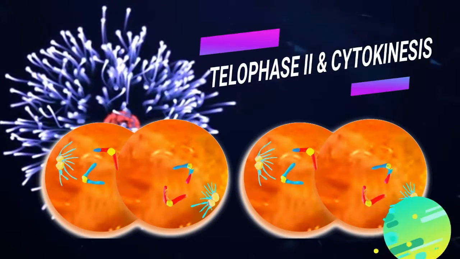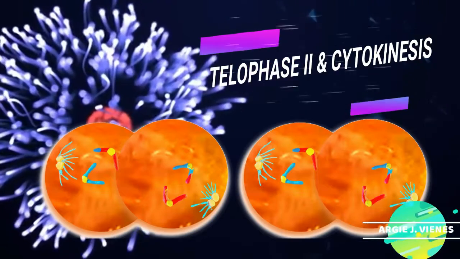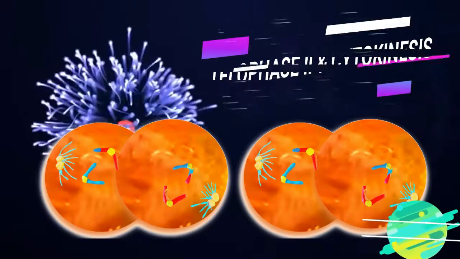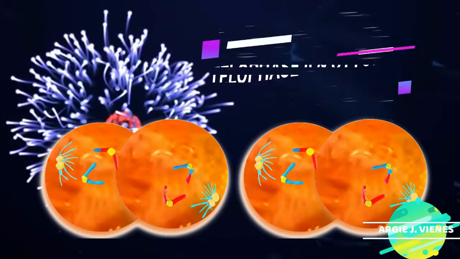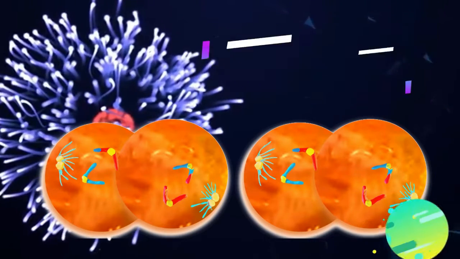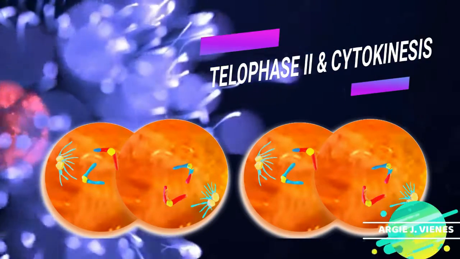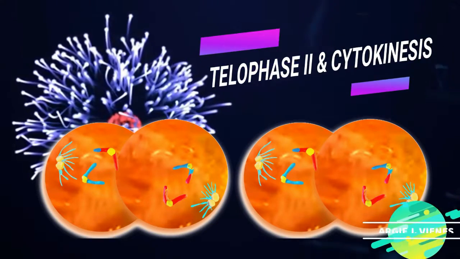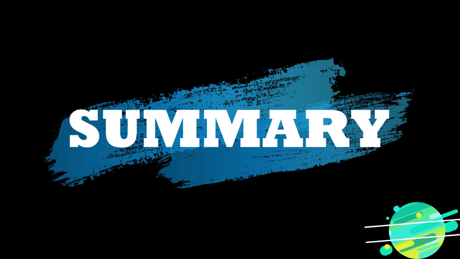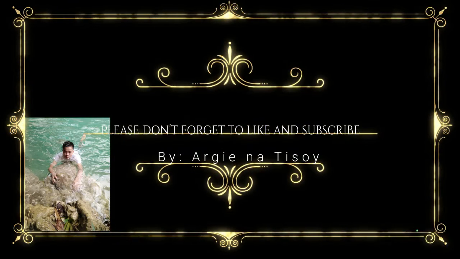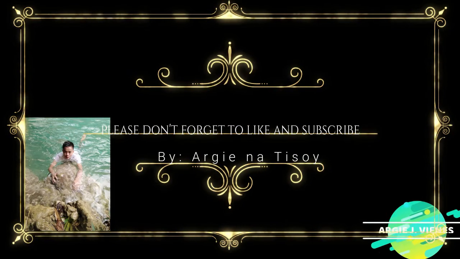Telophase 2 and cytokinesis. During telophase 2 and cytokinesis, chromosomes arrive at the poles of the cell and decondense. Then nuclear envelopes surround the four nuclei. Cleavage furrows divide the two cells into four haploid cells. Meiosis is a series of events that arrange and separate chromosomes and chromatids into daughter cells.